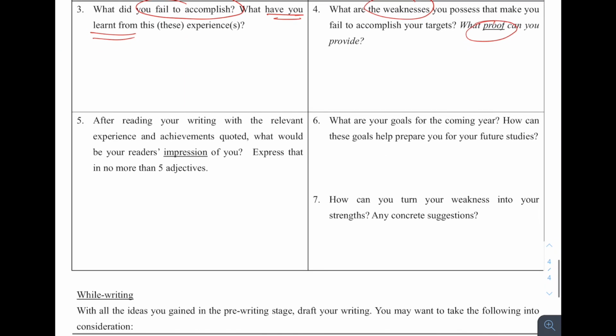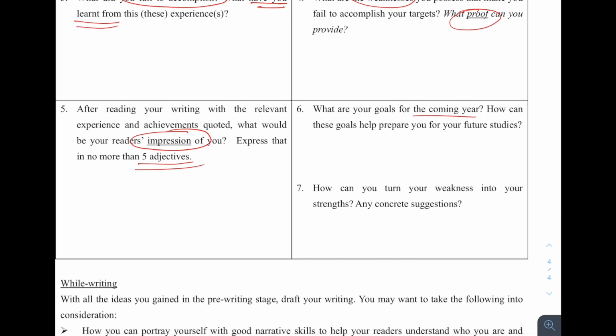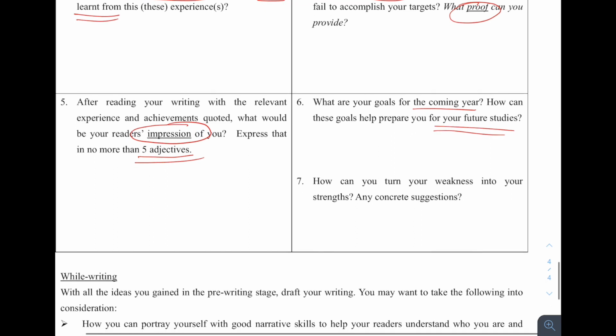And 5, after reading your writing and the relevant experience and achievements quoted, what would be your reader's impression of you? So try to think of 5 adjectives. Are you hardworking? Are you caring? Are you a team player? Do you have good interpersonal skills? Things like that. And 6, what are your goals for the coming year? How can these goals help prepare you for your future studies? And 7, how can you turn your weakness into your strength? Any concrete suggestions? So think about these questions when you write your essay.